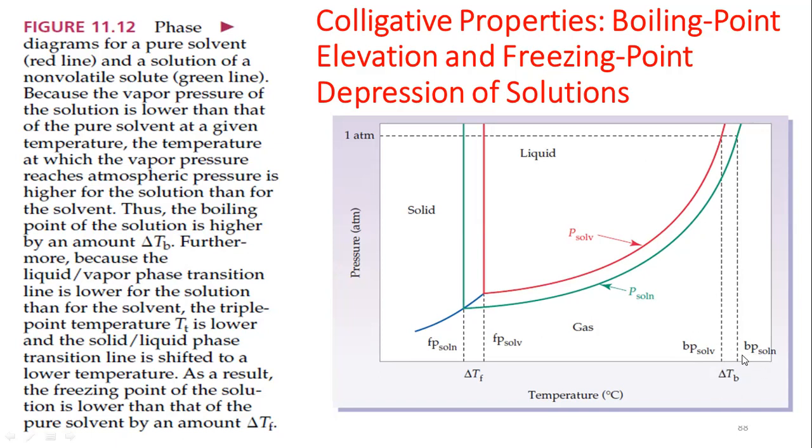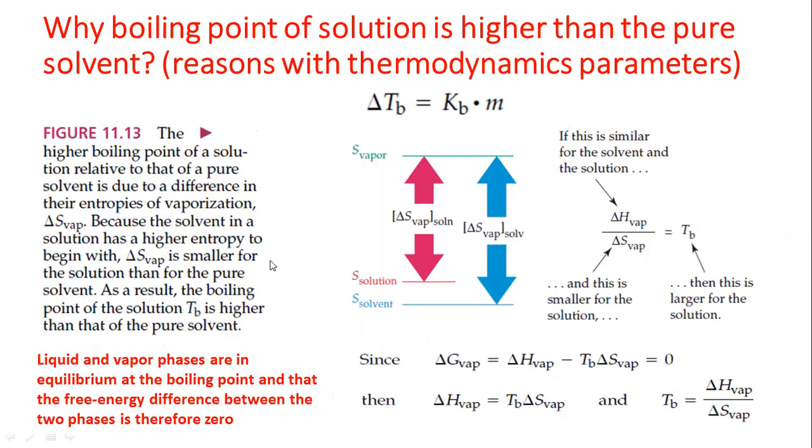The difference in temperature between the solution and the solvent is the boiling point elevation. Here, this is the freezing point of the solvent and this is the freezing point of the solution. The solution has a lower temperature compared to the pure solvent. That's why this is called the freezing point depression, and the difference between these two temperatures is the freezing point depression. You can easily calculate it with the equation. In the next graph, I will explain in detail individually the boiling point elevation and the freezing point depression. In this lecture, I will discuss only the boiling point elevation.